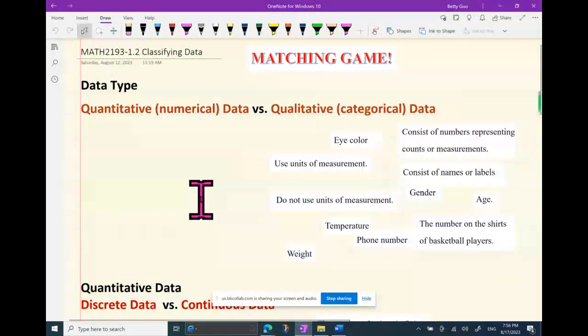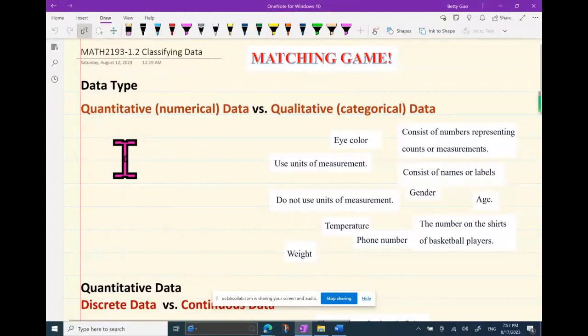Okay, so section 1.2 is about classifying data. The most general way to classify data is to divide the data into two types. The first type is quantitative, and the second type is qualitative. This is the most basic division or classification of data. Quantitative versus qualitative. Quantitative is also called numerical.